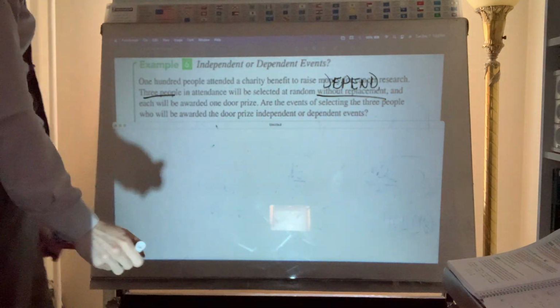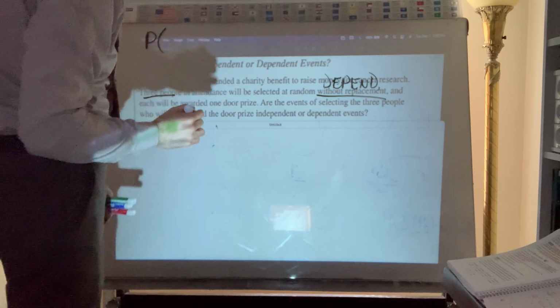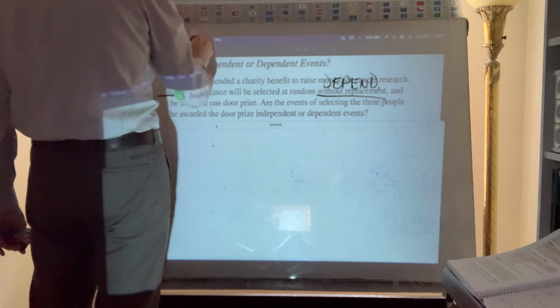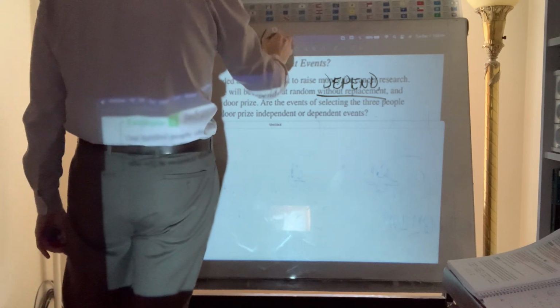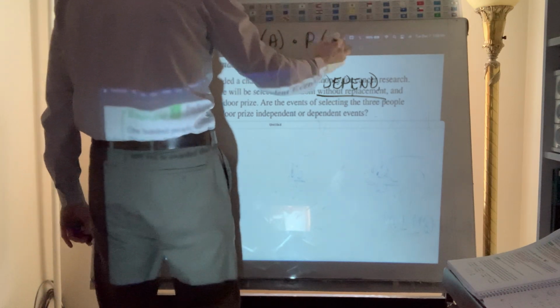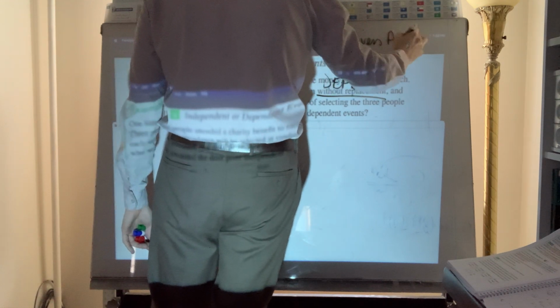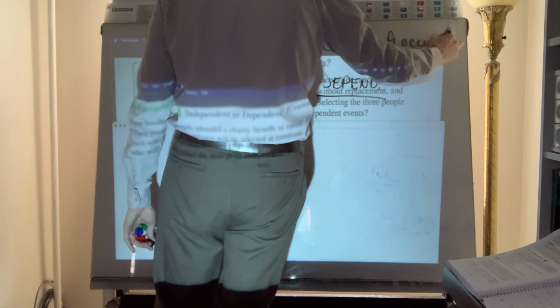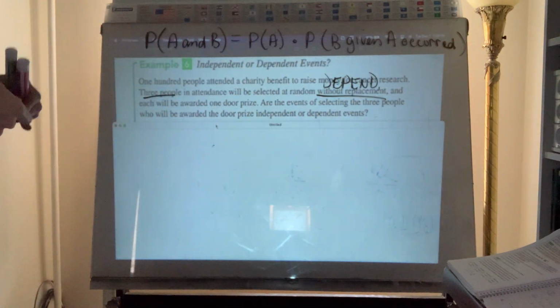Alright, so already we're going to have some example of this. The probability of A and B is going to be equal to the probability of A times the probability of B given A occurred. Alright, that's the model to borrow.